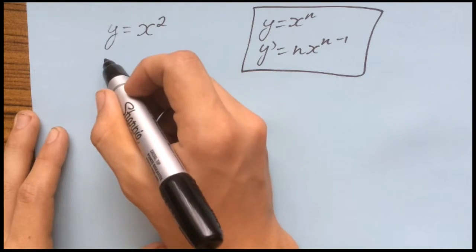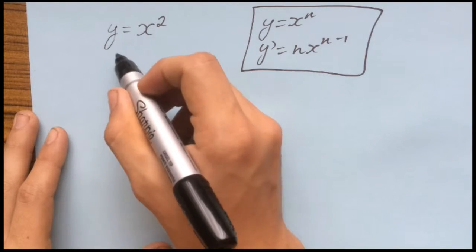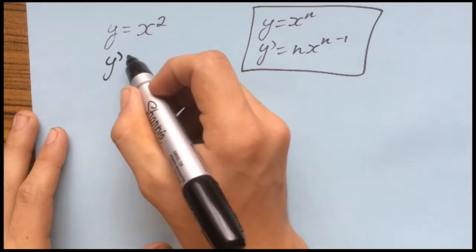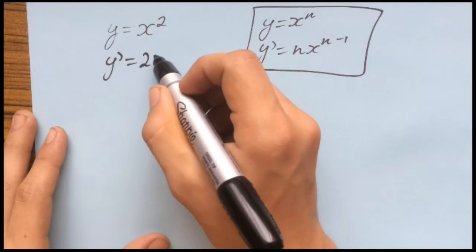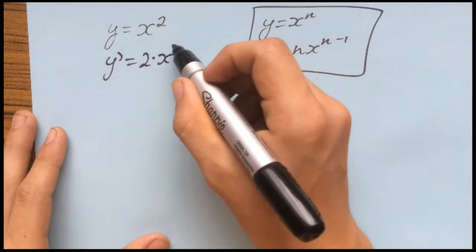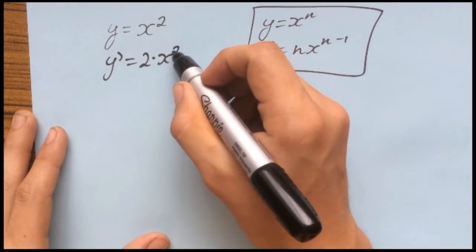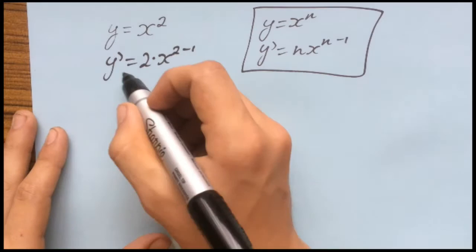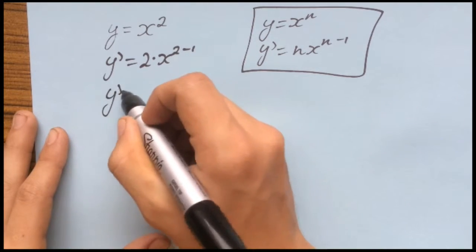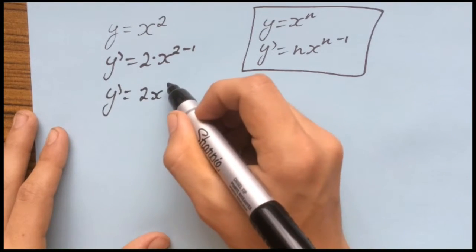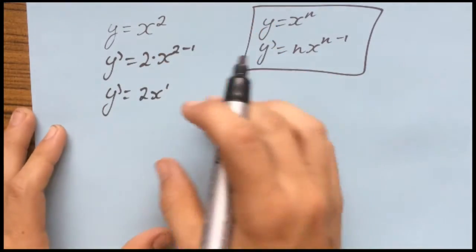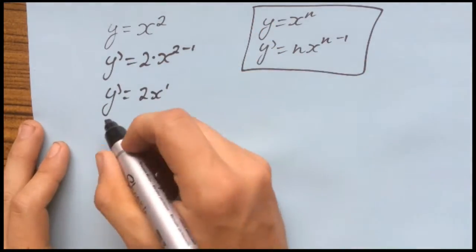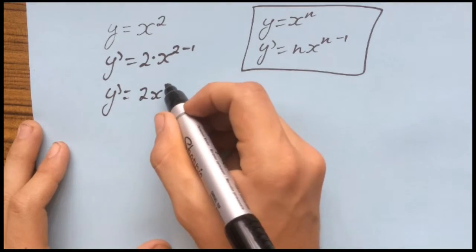So if we perform the derivative of this, it will be bring the 2 down and multiply it by x, and then take the power and subtract 1. We can simplify this by saying 2x to the power of 1. You can keep the power there, or you can leave it off, whatever works for you. It means the same thing, 1 or no 1.